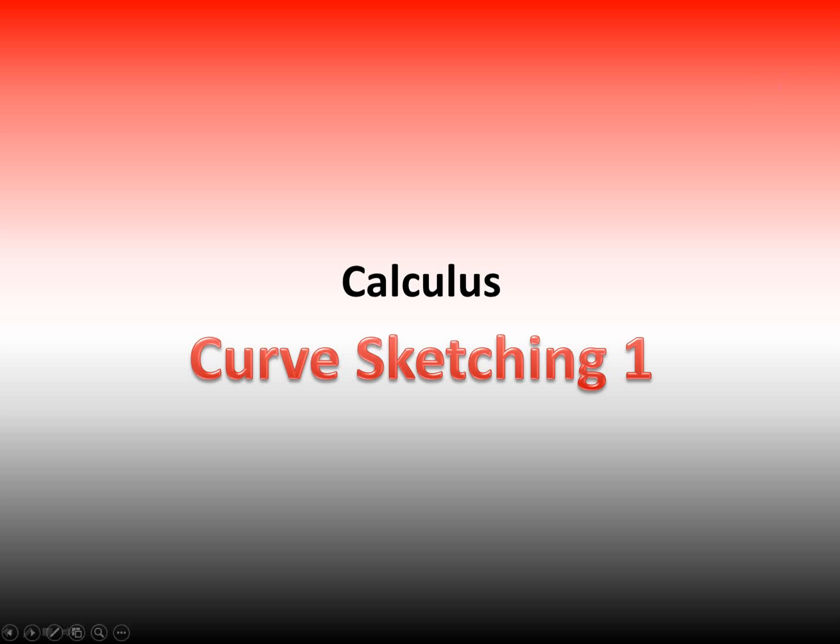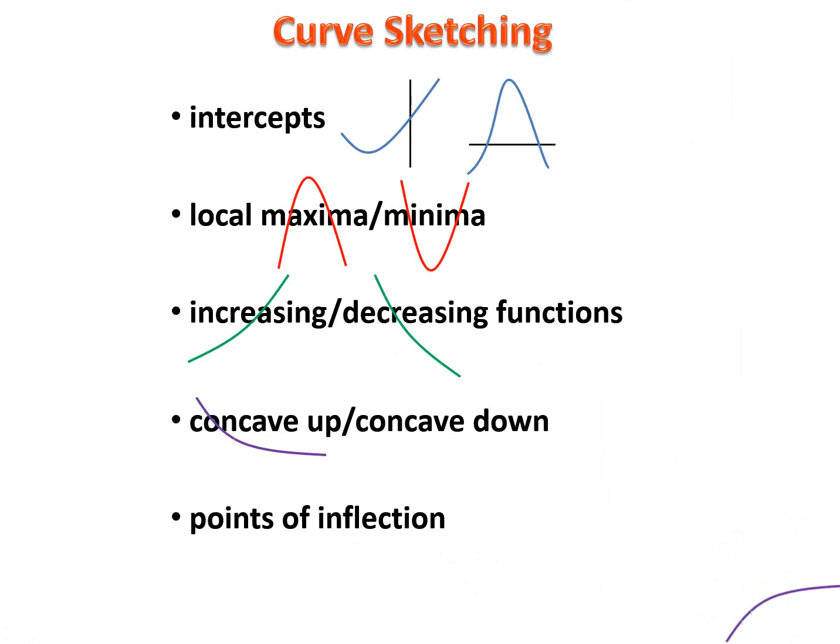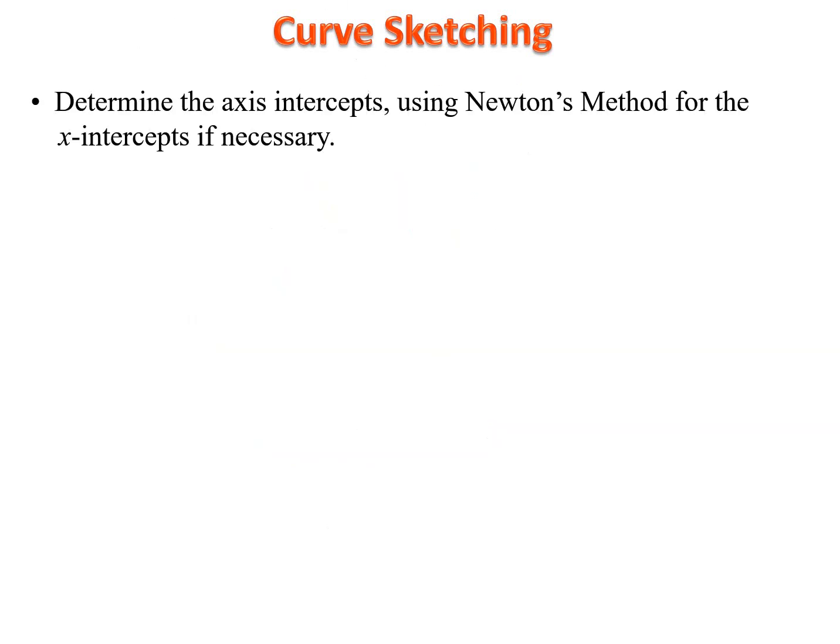So we're going to be doing some curve sketching, much the same as you've had in the normal lessons: intercepts, local maxima, minima, increasing, decreasing, concave, points of inflection. We're going to be using those, and then we're going to add one extra aspect to it. Clearly these graphs will be more complex than the ones you did in maths class.